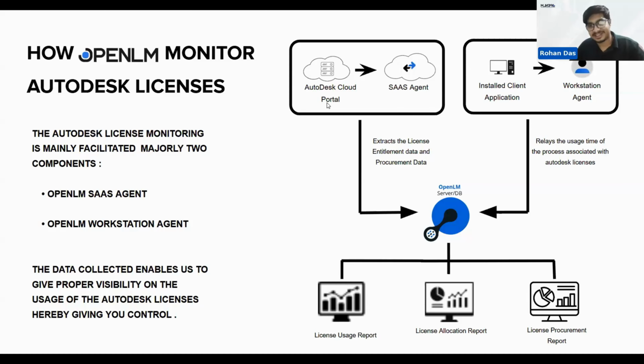The one way is the SaaS agent, where from the Autodesk Cloud Portal we extract the license entitlement data and procurement data and give it to the OpenLM server. And the agent will give the actual usage time of the processes associated with the Autodesk licenses to the OpenLM server. How are we combining those? We combine them with the help of the entitlement data, which shows which user, IP address and workstation has access. That way, we prepare the license usage report, the allocation report, and the procurement report, and give you a proper visualization of how it is working.